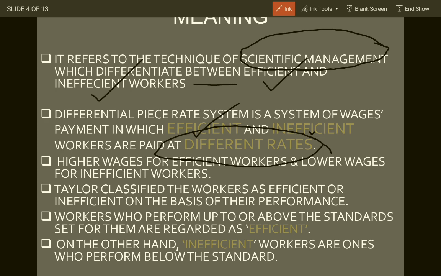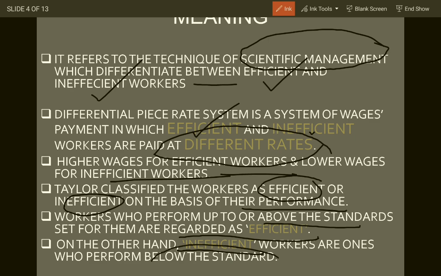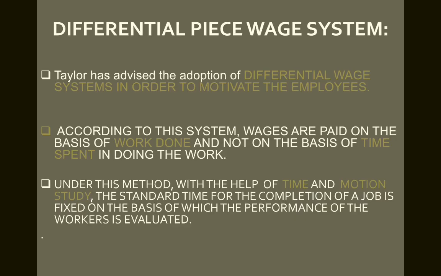Higher wages for efficient workers and lower wages for inefficient workers. Taylor classified workers as efficient and inefficient on the basis of their performance, on the basis of the output or outcome they were giving, the number of units they were manufacturing. Workers who performed up to the standard were regarded as efficient, as I have told you. On the other hand, inefficient workers were the ones who were performing below the standard.